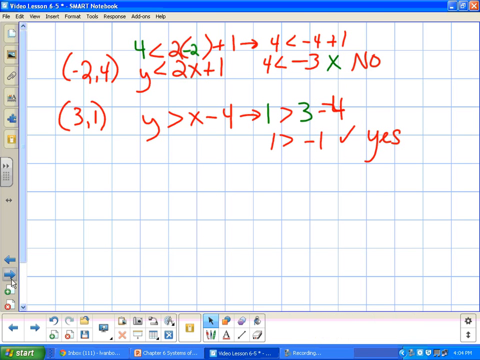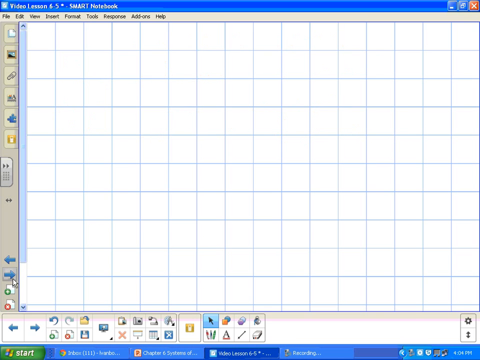We have not graphed, we simply put our x and y in to see if it's a possible solution, and we found in this case that it was. Now let's try graphing. Let me go to the next page. So I'm going to make a coordinate plane. Of course, you'll use a ruler.